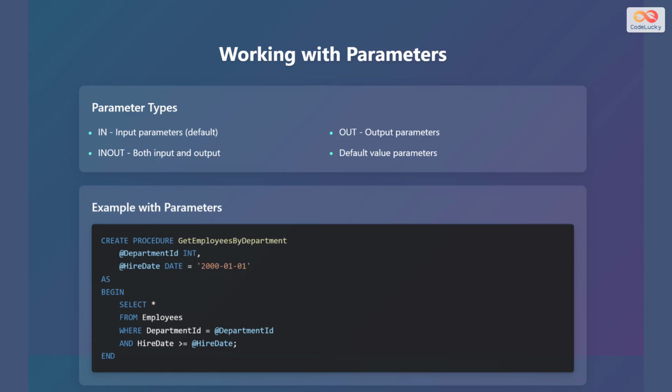Let's look at an example. Here we are creating a procedure called getEmployeesByDepartment that takes a department ID as an input parameter, which is an integer, and an optional HireDate parameter, which is of date type with the default value set to the 1st of January 2000. The procedure selects all columns from the employees table where the department ID matches the provided department ID, and the hire date is greater than or equal to the provided hire date. In short, the above SQL script fetches the details of employees from the employees table, filtering by department ID and hire date.